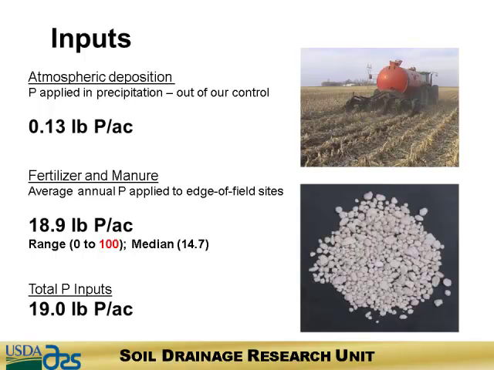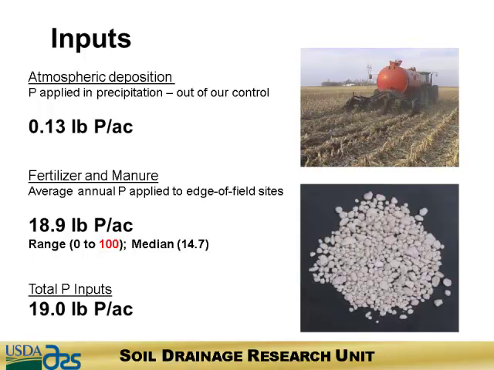The producers that we've been working with have been very gracious. They open their management books up and allow us to see what's being applied. And we see that on average it's about 19 pounds an acre that's being applied. And that's per year. This is on an annual basis. The range is 0 to 100.